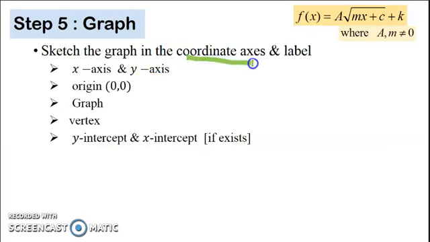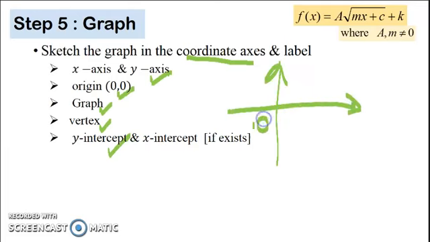In the coordinate axes, make sure you label the xy axes, label the origin, label the graph, label the vertex, and label the xy intercepts. Here, the origin refers to this point. Just label it as 0 to refer to the origin. Label the graph. Let's say the graph is called f(x). Therefore, after you sketch the graph, please kindly label the f there. So this is the label of the graph that is required. And next, we shall continue with the example.